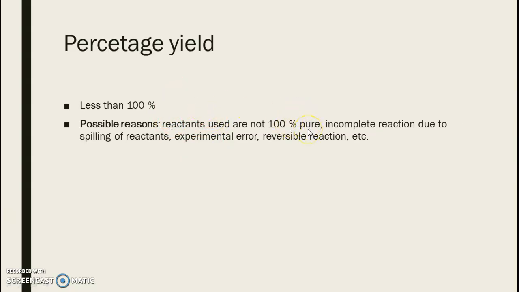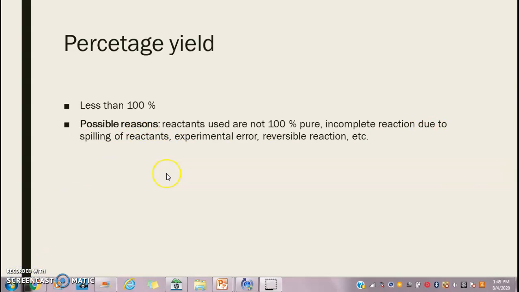Second reason could be incomplete reaction due to spilling of reactants, which means that when you're transferring things, you might have lost some of the reactants. Experimental error can also go wrong sometimes, even when you are trying to measure the mass of a certain substance.